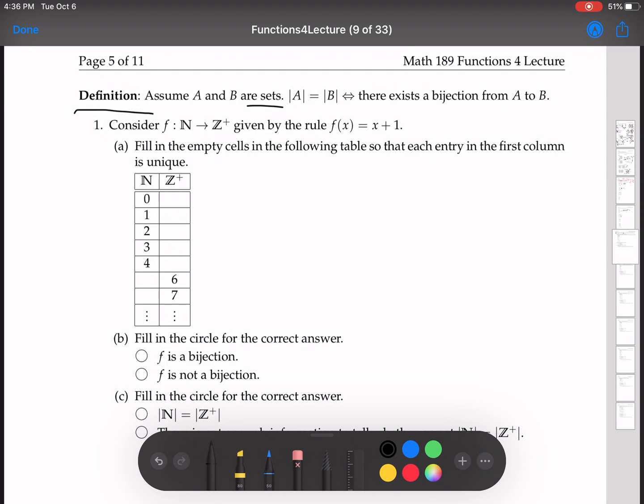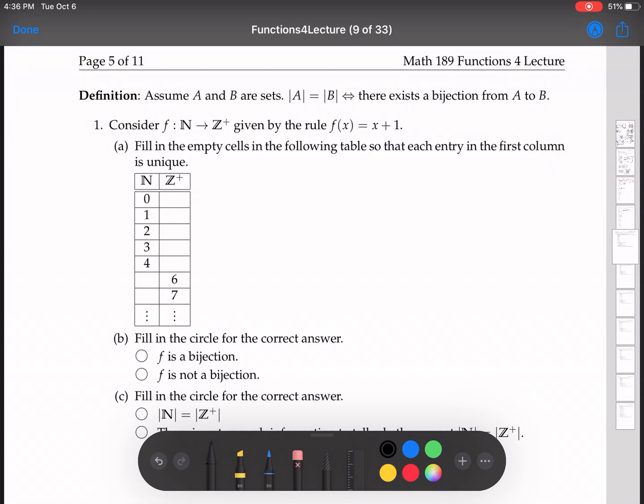Okay? Now think about your hands, right? How do you know you have the same number of fingers on each hand? It's because you can match them up in a one-to-one and onto function with a bijection. If you can match things up with a bijection, they have the same number of elements. You don't even need to count. And so that's what we're going to do with infinite sets. If we can match them up, then they have the same number of elements.